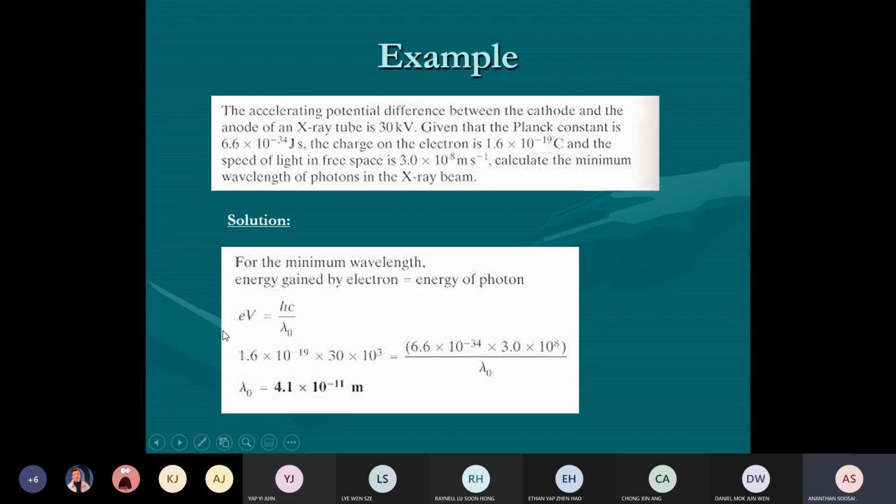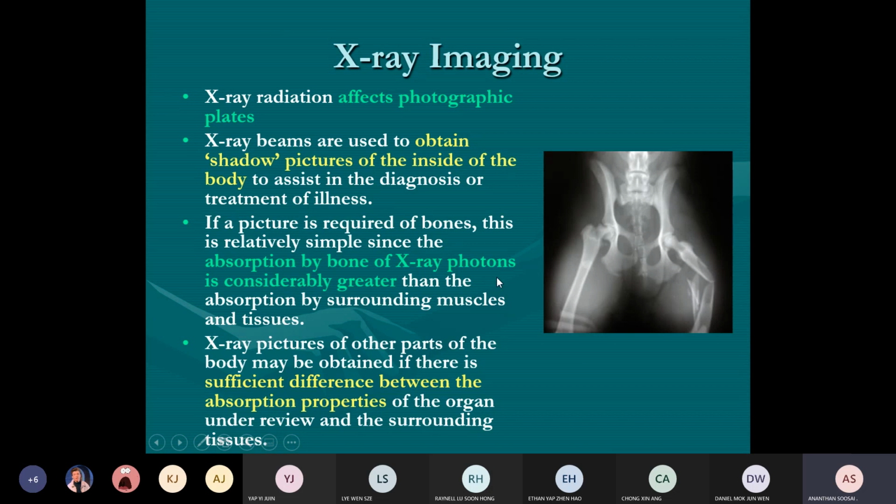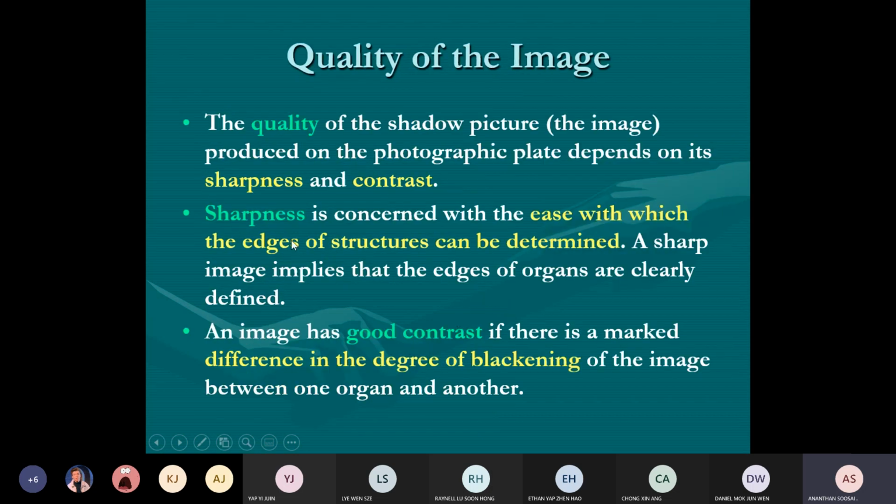So eV equals hc over lambda. Very common, this calculation. Then there are specs again. They'll ask what is meant by sharpness, what is meant by contrast, and how do you improve them. These are facts to remember.